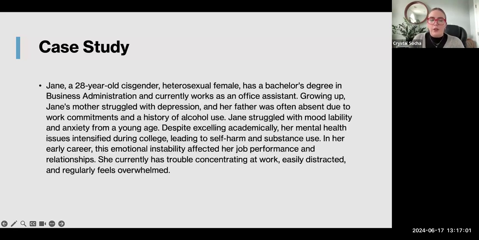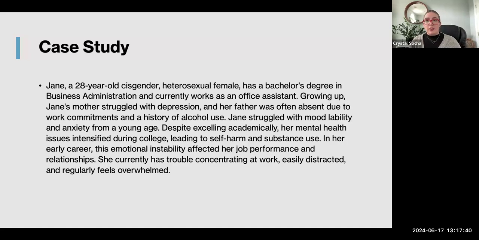So Jane is a 28-year-old cisgender heterosexual female, has a bachelor's degree in business administration, and currently works as an office assistant. Growing up, Jane's mother struggled with depression, and her father was often absent due to work commitments and a history of alcohol use. Jane struggled with her mood lability and anxiety from a young age. Despite excelling academically, her mental health issues intensified during college, leading to self-harm and substance use. In her early career, this emotional instability affected her job performance and relationships. She currently has trouble concentrating at work, is easily distracted, and regularly feels overwhelmed.